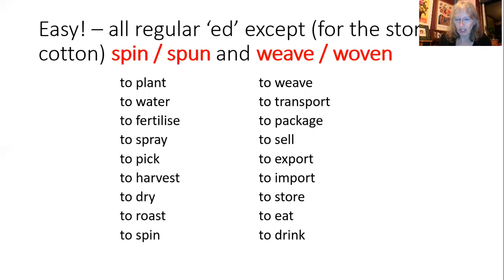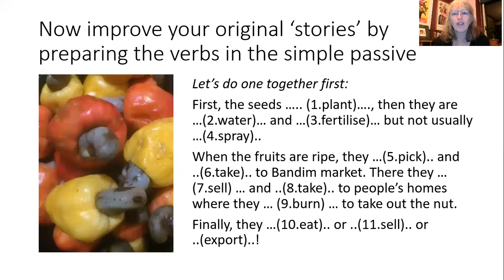Okay, so we've looked at a bit of the grammar. So now we need to improve those stories because we need to use the verbs in the passive. Let's do one together. So we can do the story of cashews. And I love cashews, and I know Guinea-Bissau loves cashews as well. So let's have a look. I've put a very short summary of the story here with gaps for you to put the verbs in. So let's work out what we're going to do.